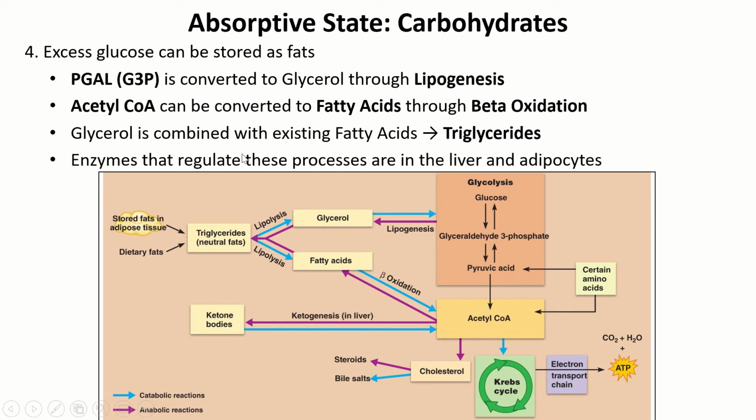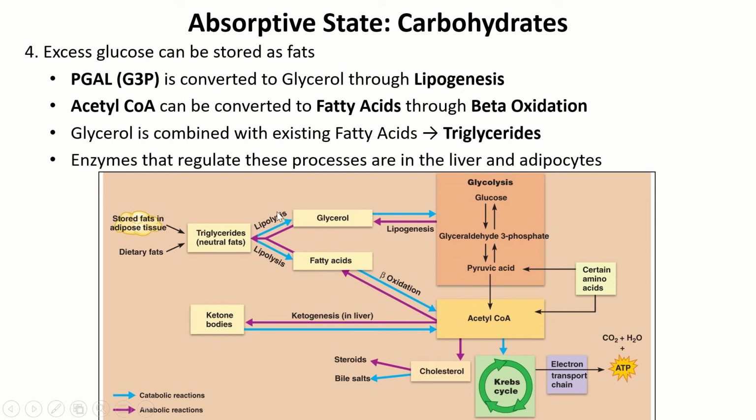Now, what we see is that if you have a lot of excess glucose, then that pGal right there, that G3P, can actually be converted into glycerol. Now, this is done through a process named lipogenesis, so the formation of fats. Because as you begin to form glycerol, then that glycerol itself can form triglycerides and essentially be stored as fats in adipose tissue. Now, likewise, the acetyl-CoA that's formed down here, any excess acetyl-CoA can be converted into fatty acids here through beta oxidation. And that's the process there.